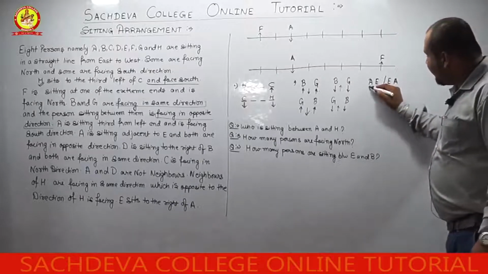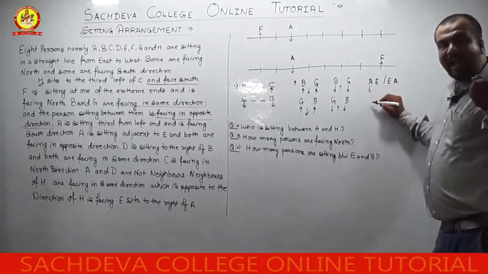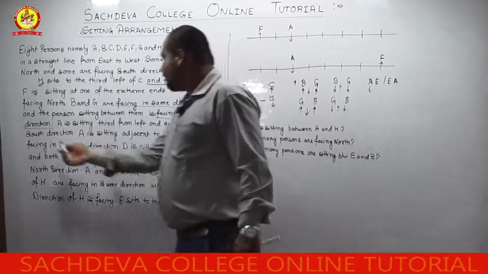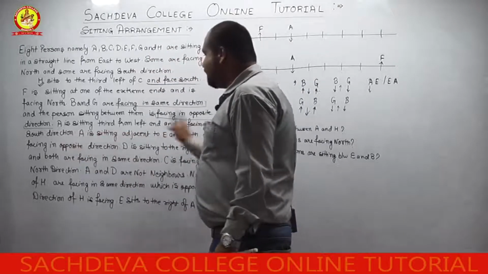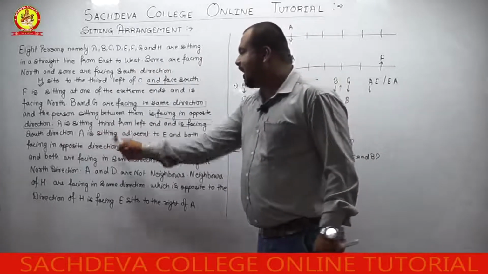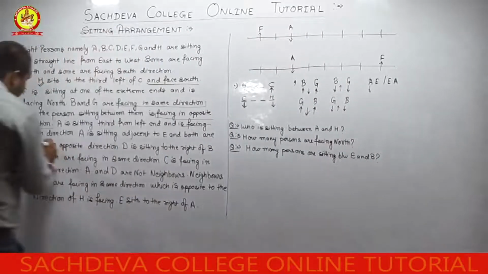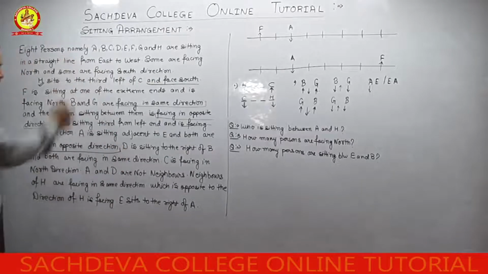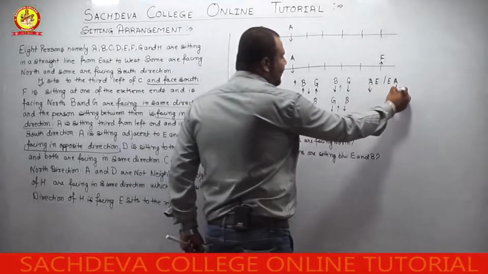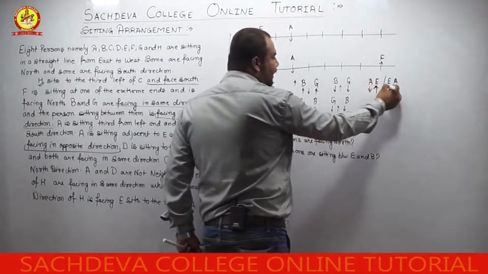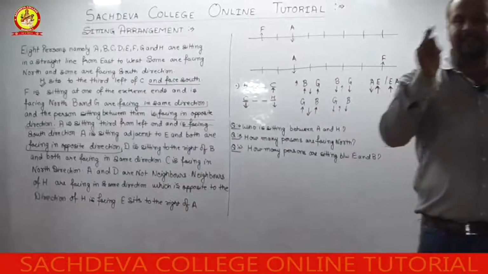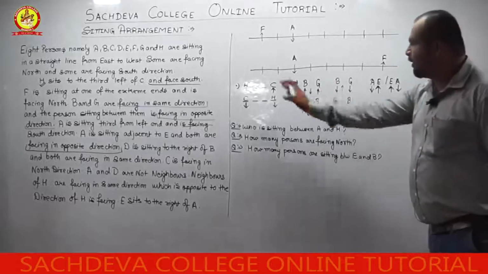Now we have A facing in south direction, and A is adjacent to E and both are facing in opposite direction. Again we have the term facing in opposite direction. It means what? If A is facing south, then E will be facing in north direction. So it becomes confirmed that E will be facing in north direction. Now we have these three rough notes.